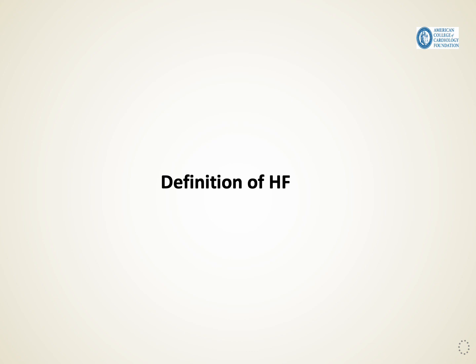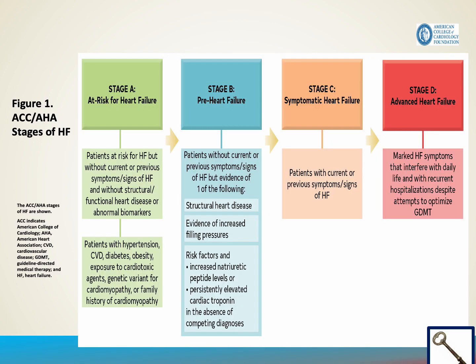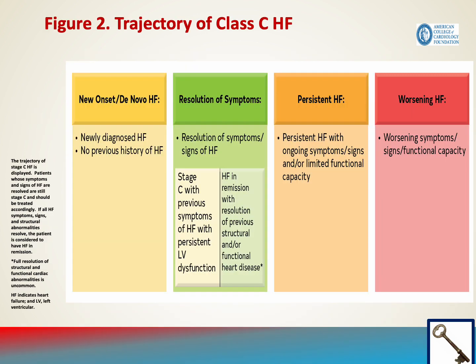Okay, definitions of heart failure. We've talked to that already. I'll leave that for you here. Stages A, B, C, and D are at risk for heart failure, pre-heart failure, symptomatic, and advanced heart failure. They talk about trajectories for heart failure. I'll defer you to look at that.